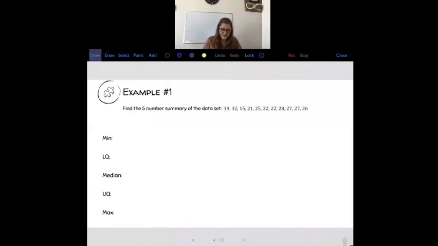Okay, example 1, find the 5-number summary of the data set. So we have the data set there, and the first thing that we do is we put the numbers in order from smallest to biggest. I'm looking on my paper so I make sure I get these right. When I do this, I find the smallest, cross it off, and then keep going.